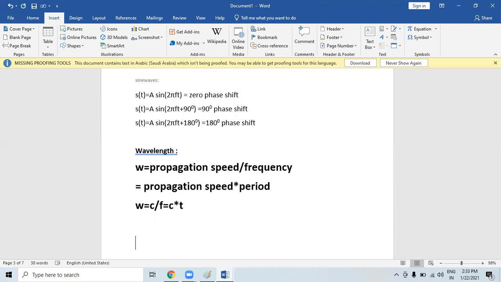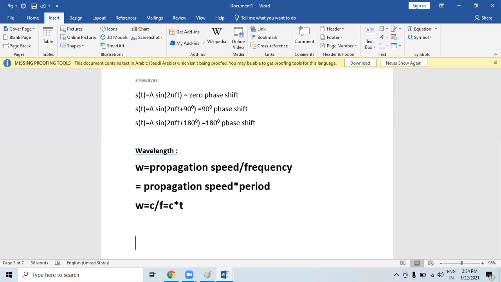So you can express that wavelength is the distance traveled by a signal or an electromagnetic wave during the time period of one cycle of the signal. In vacuum, the speed of light C is 3 into 10 raised to 8 meters per second, but it does not remain the same in a cable. Hence, the wavelength of the same signal will differ in the air and on the cable.